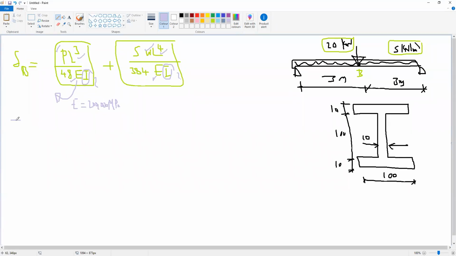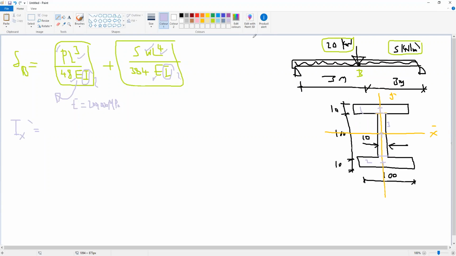To find Ix, how can we find Ix for this beam? Do we need to find the centroid location? No, because we already know that this is a symmetric section about X and about Y. So the centroid is somewhere here in the middle of the section. This is our centroid here. And we will divide this section into 3 parts, or 3 areas: area 1, area 2, and area 3. The centroid of area 1 is here, the centroid of area 3 is here, and the centroid of area 2 is here.